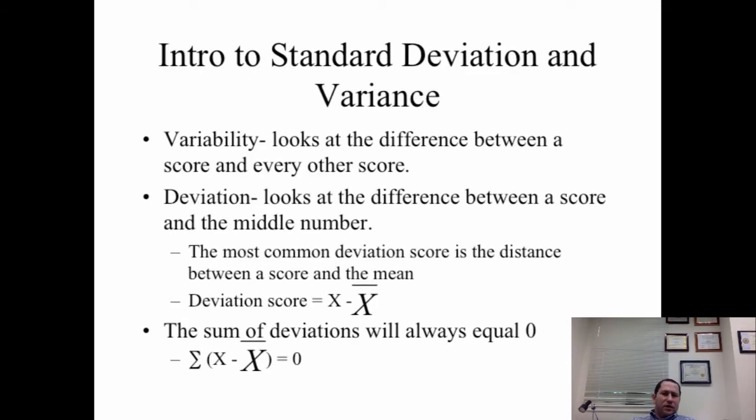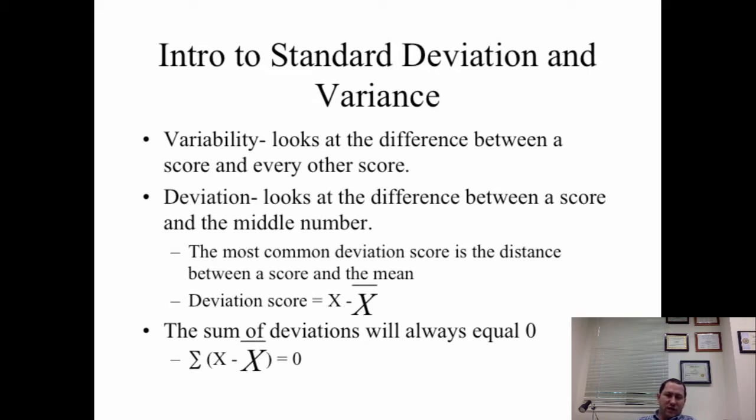So the next thing I want to introduce you to is variability, right? Like I said, variability is the spread of scores, how scores differ from one another. Now, deviation and variability are a little bit different. Variability looks at how each score varies from one another as a whole. Deviation looks at how scores differ from a middle number. And the most common middle number, or measure of central tendency, we look at is the mean.